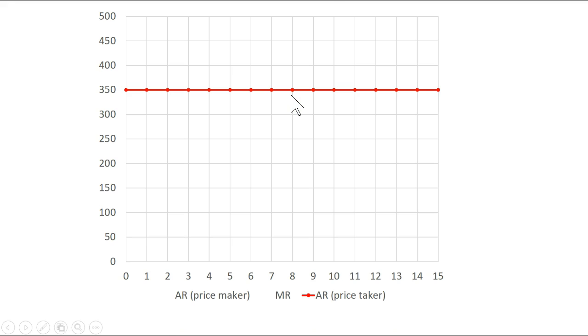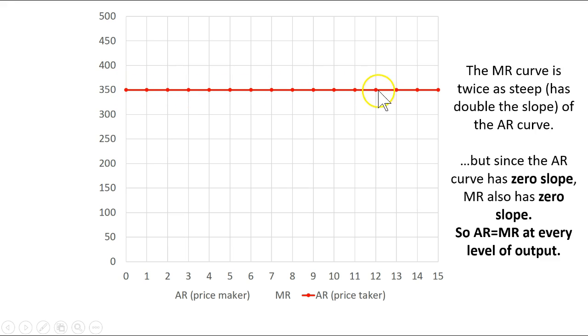If we drew that on a graph, we'd have, well, this is the curve for average revenue, and it's also the curve for the marginal revenue. Our rule that the marginal revenue curve is twice as steep as the demand curve, or twice as steep as the average revenue curve, still holds. However, as we can see, the average revenue curve's slope is 0. It's flat. So the marginal revenue curve will also double 0, which is 0. So the marginal revenue curve will also be flat.